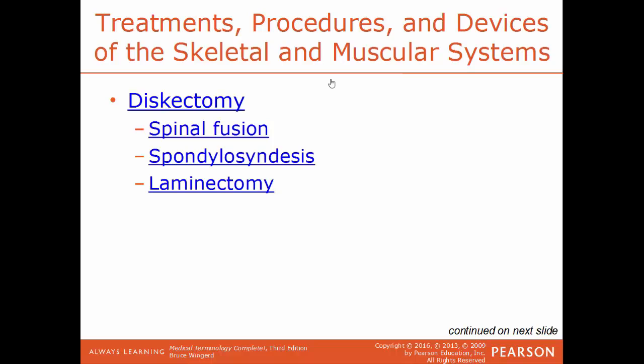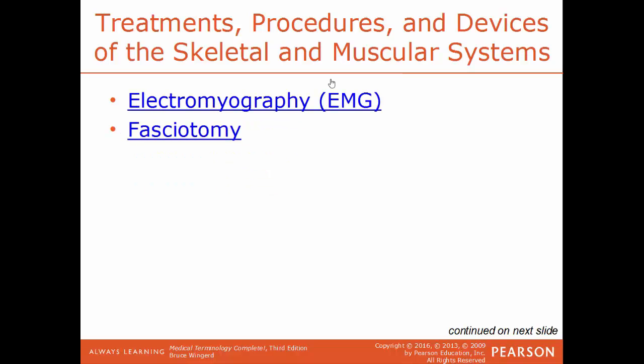with another bone. And the last term on here, laminectomy, the surgical removal of one or more of the vertebrae. And this is done to give access to the spinal cord or to relieve pressure on the cord or some of the nerves. Next term, EMG, electromyography. This is a process of recording the electrical activity of muscles, usually to gauge its strength or its lack of strength. And next term, fasciotomy.